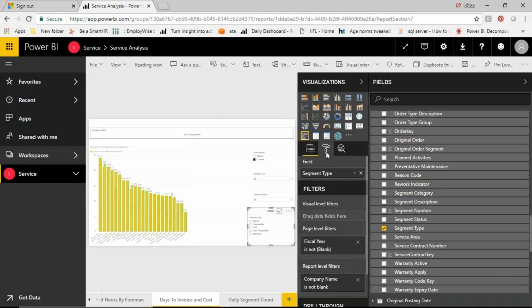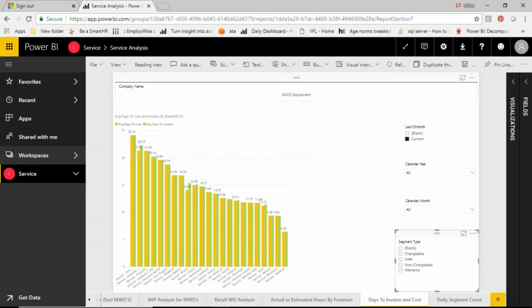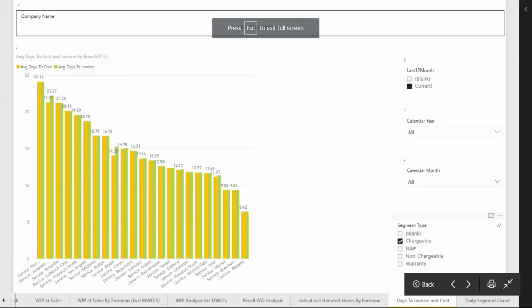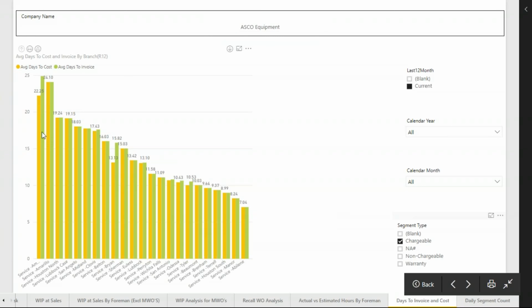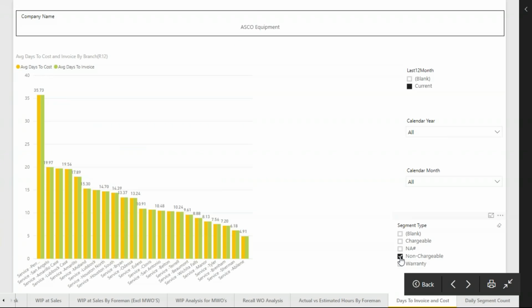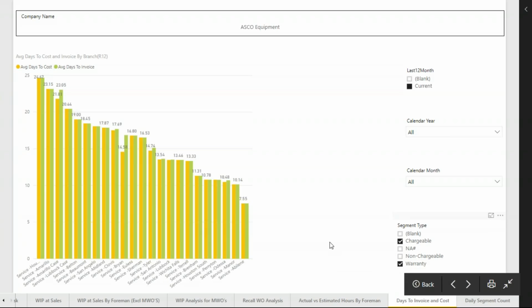And then I think we should also put in the segment type here to see, if you say chargeable, the guys who take longer to cost chargeable is going to be more of a problem. Because right now you have lots of monthlies open, right? So that's going to add up to your days. And that is not an individual's thing.